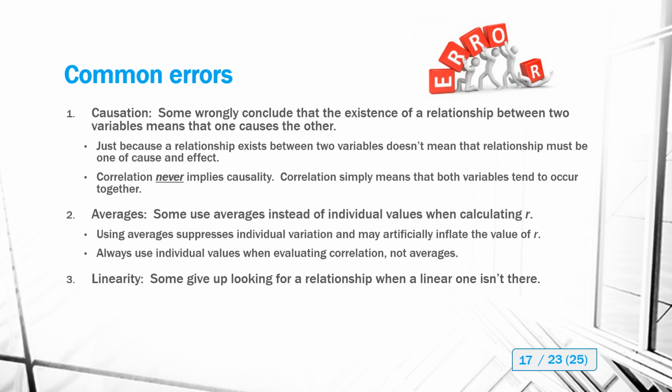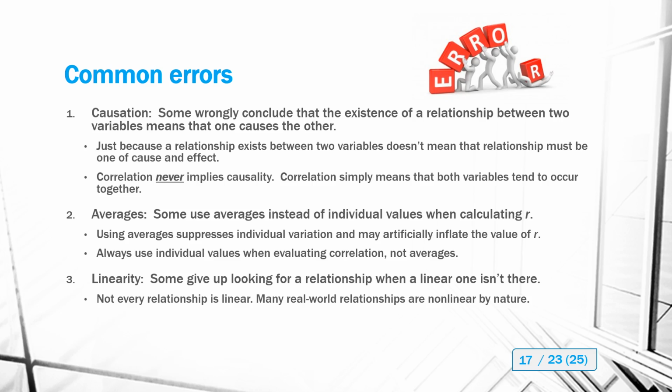Another common error made relates to linearity. Some people, when they look at these tests and it comes out to say there's no linear correlation between them, just give up and say the two variables are not related. And you don't want to do that. Just because there's no linear relationship doesn't mean there's no other type of relationship. As we discussed earlier in this lecture, many real relationships by nature are nonlinear. So you want to go examine that.